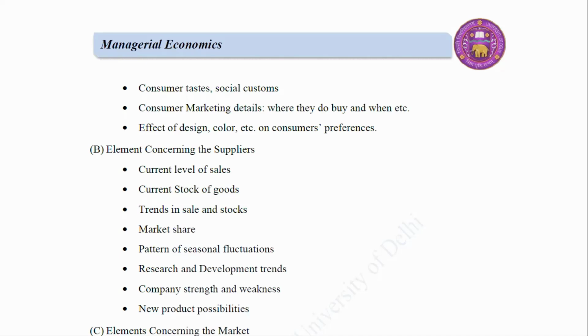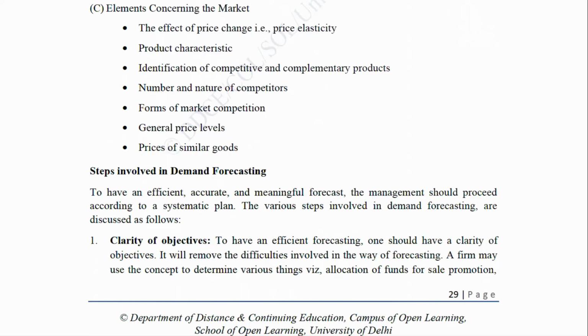B. Elements concerning the suppliers. First, current level of sales. Second, current stock of goods. Third, trends in sale and stocks. Fourth, market share. Fifth, pattern of seasonal fluctuations. Sixth, research and development trends. Seventh, company strengths and weaknesses. Eighth, new product possibilities.